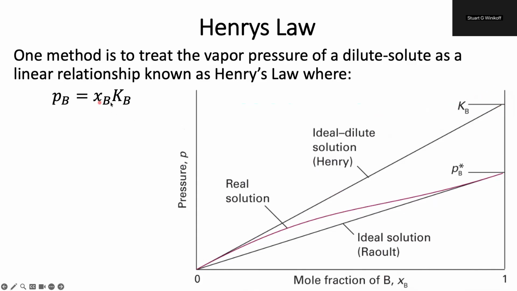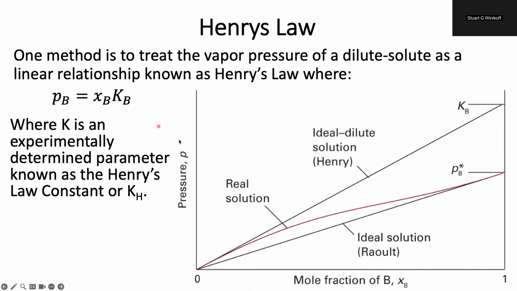So your book will go ahead and denote this as Kb because it's referencing the solute. In the literature, it's more commonly known as Kh for literally the Henry's constant. Now, the important thing here is the Henry's constant as a whole tends to be experimentally determined, and it's often known again as this Kh.